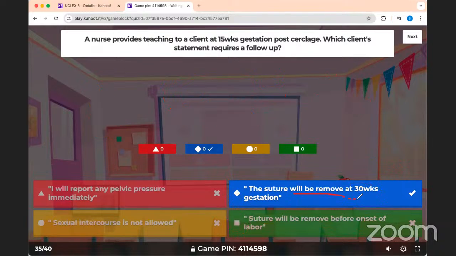This one says the suture will be removed at 30 weeks gestation. This one says the suture will be removed before onset of labor. If I don't know, I see these two things. Why are they talking about this? I will ignore the red and yellow, but these two are trying to say opposite things. One of them is right. That's how you answer a question. And then to pick the right answer, you know that they have an incompetent cervix. You don't want them to deliver the baby early anymore. So they should stay in until the baby is mature.